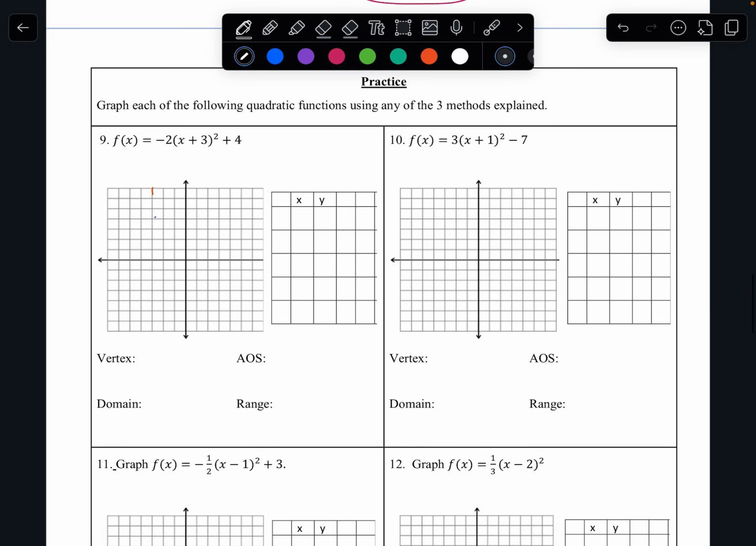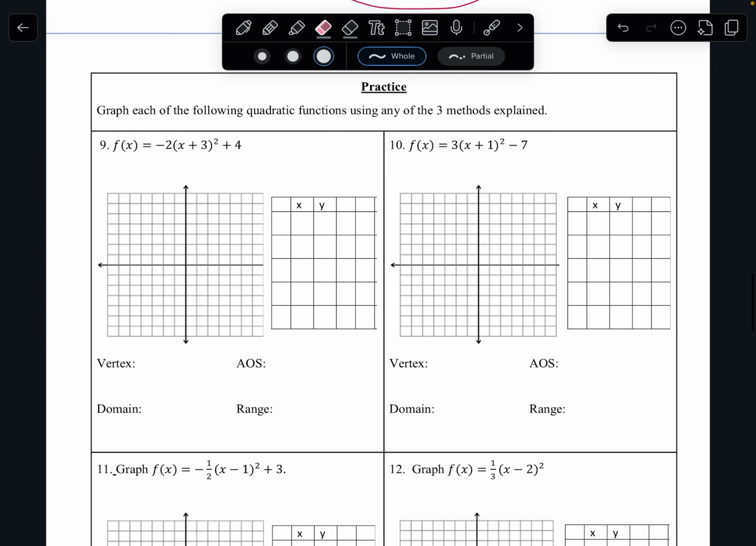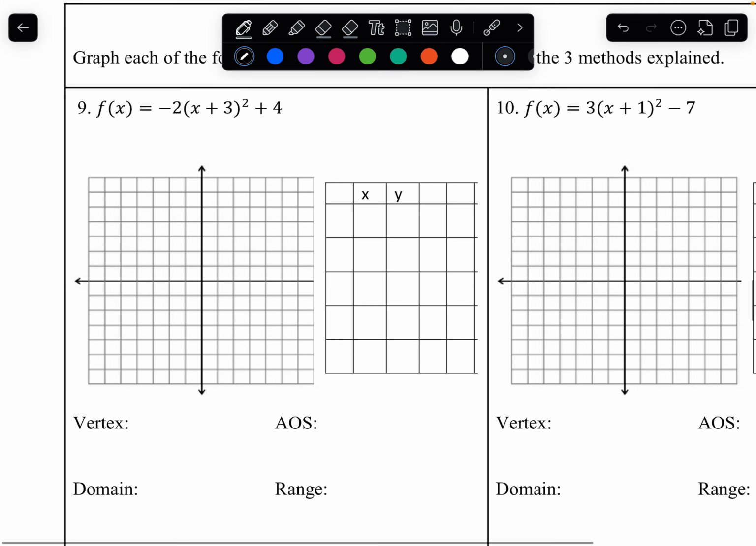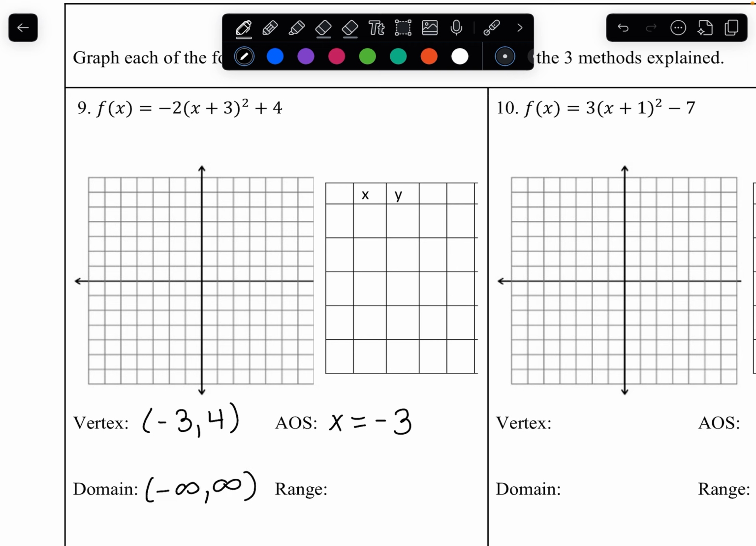So let's do some practice. I am going to show you how quick the shortcut method can be. So our vertex, negative 3, comma 4. Our axis of symmetry then is x equals negative 3. Domain, negative infinity to infinity. Since our a value is negative, that means it's going to be concave down. So our vertex is a maximum because it's the highest point. And so our range is going to be negative infinity to 4 with a bracket.